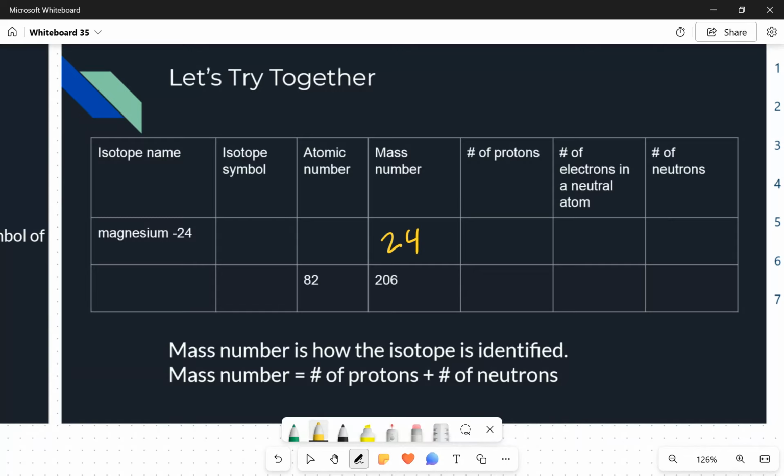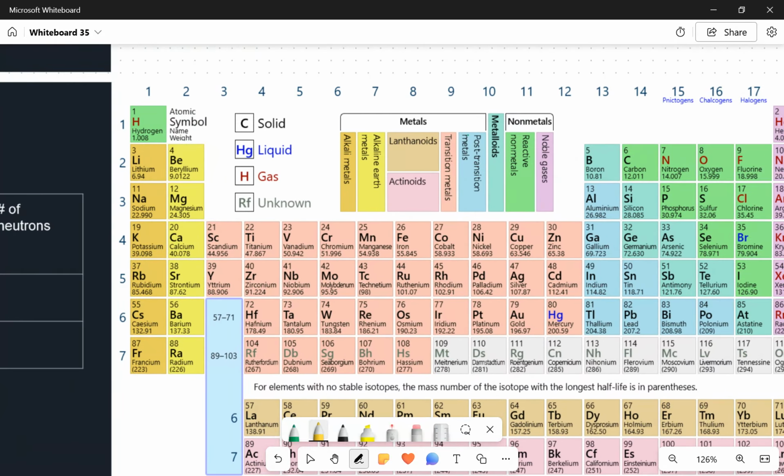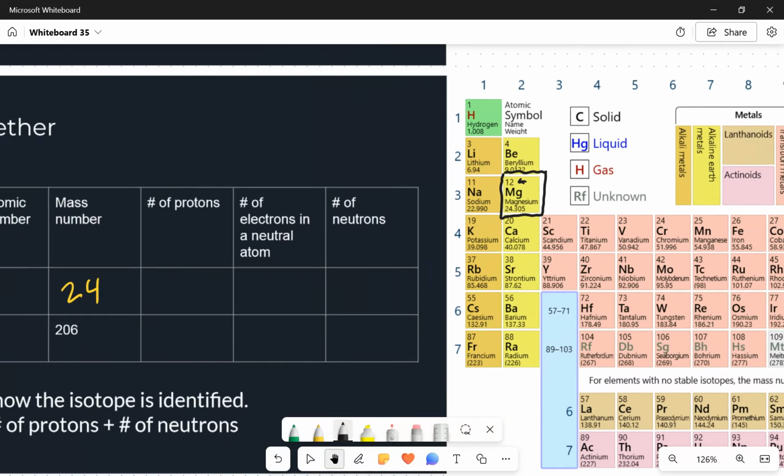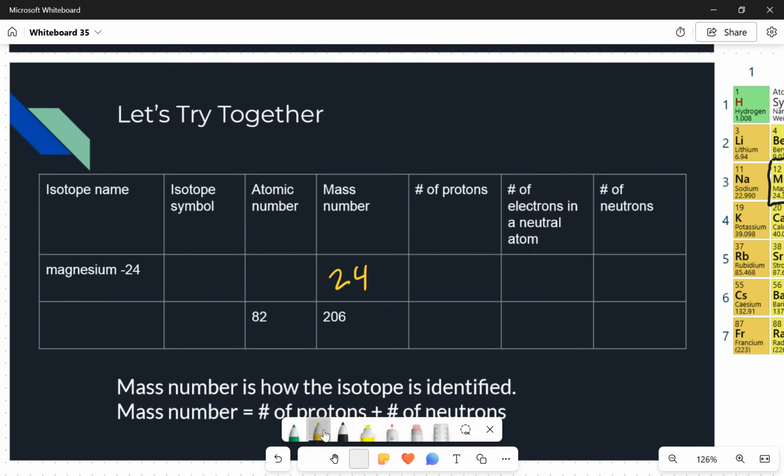Now additionally, if I look at the periodic table and I find magnesium, magnesium is right here. And when I look at the periodic table, the smaller number of the two numbers, that is my atomic number. Okay? Remember, atomic numbers are always the smaller of the two numbers you find in the box. And the other thing is the atomic number is always a whole number. There's no decimal atomic numbers. So for magnesium, my atomic number is 12.